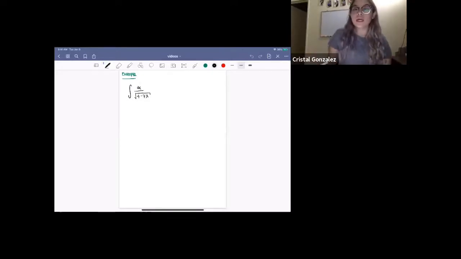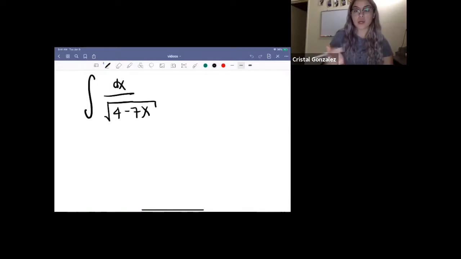So let's say we have the integral of dx over the square root of 4 minus 7x. Now here, of course, we're going to use substitution, not only because we are in the section of substitution, but because right here we see that we have an inner function. And as I mentioned earlier, the best and easiest way to find your u is to see if that u is usually contained in parentheses, a square root, or in another function of that sort.